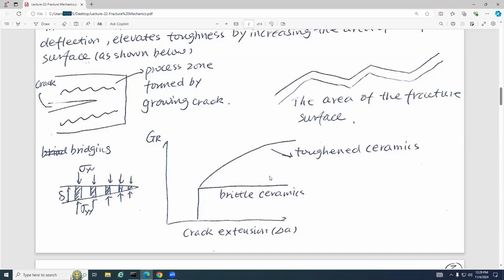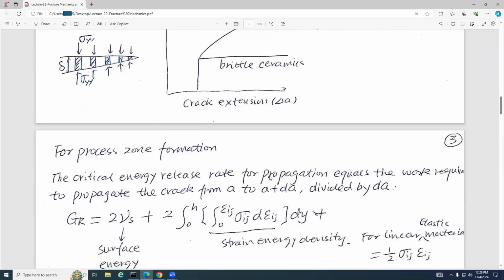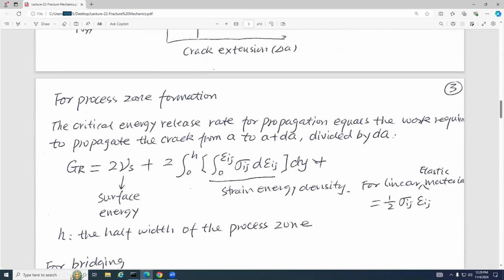So this is the toughening. And then we talk about each of these one very briefly. For process zone formation, the critical strain energy release rate means that if the strain energy release rate you calculated is greater than this one, the crack propagates. The critical strain energy release rate for propagation equals the work required to propagate the crack from a to a plus da, divided by this da.